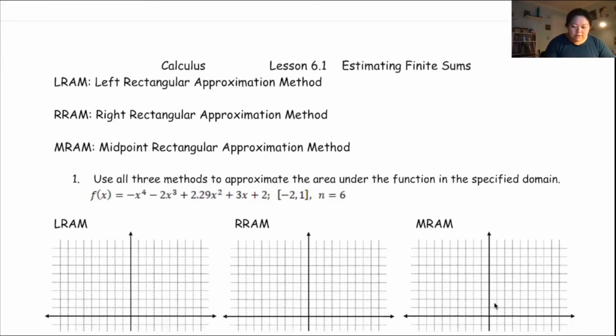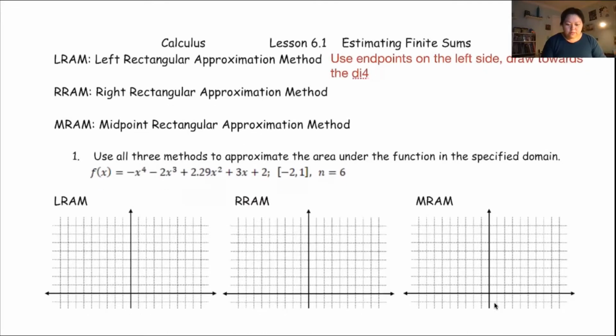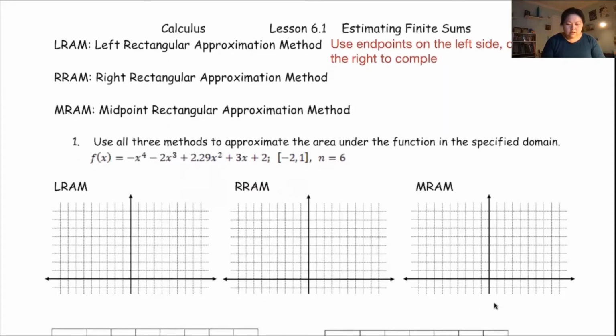The left approximation method, in our ways of describing it, is to use endpoints on the left side, and you're going to draw towards the right to complete your rectangle. All right.